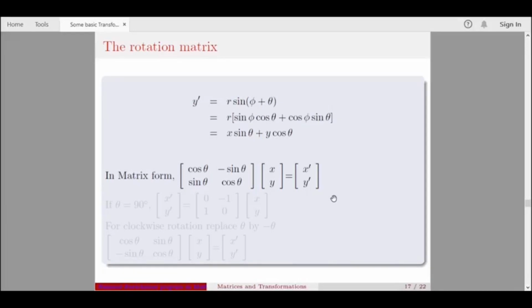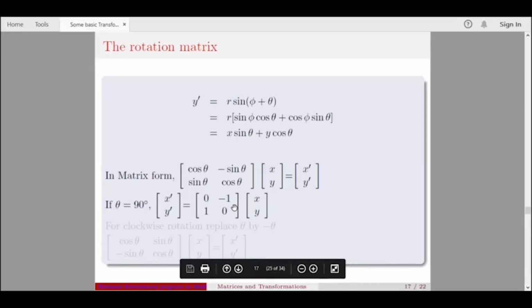So this is the matrix corresponding to rotation of the point xy to the point x dash y dash. Now if the rotation is of 90 degree, that is if theta is 90, you substitute the value theta equal to 90 here, so you will get cos 90, 0, sin 90, 1. So you will get the rotation matrix as 0 minus 1, 1 0. So if a point is rotated 90 degree, what we have to do is just pre-multiply that point by this rotation matrix, that is 0 minus 1, 1 0.